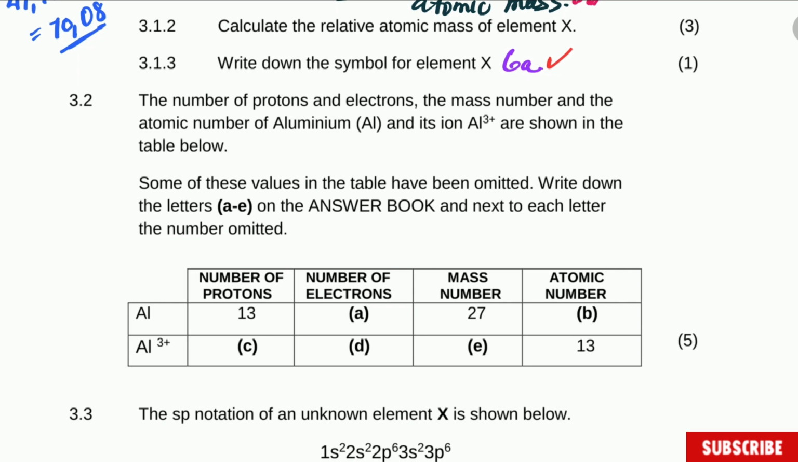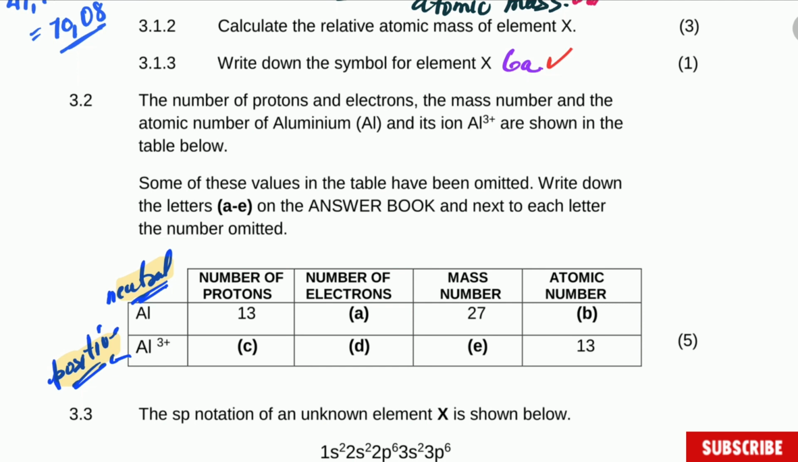So let's go starting with aluminium. Aluminium is neutral, as you can see here. It doesn't have a charge. This one is not neutral; this one is positive. Okay, that is important. The first one is neutral, the second one is positive.